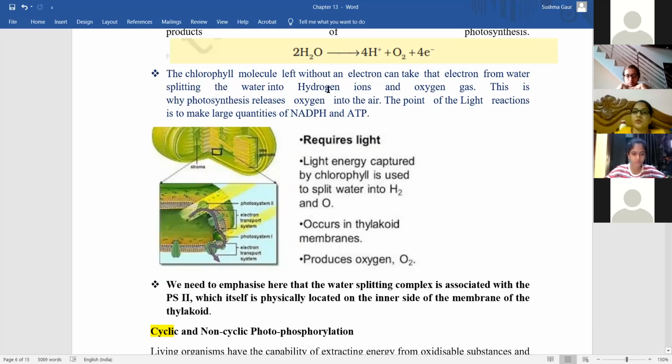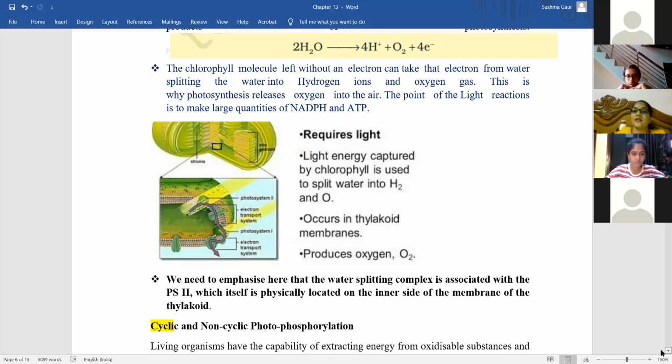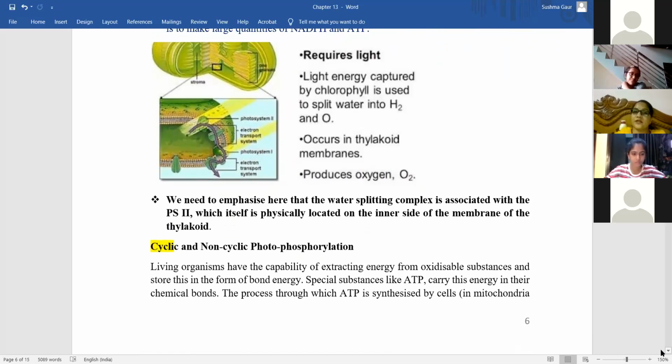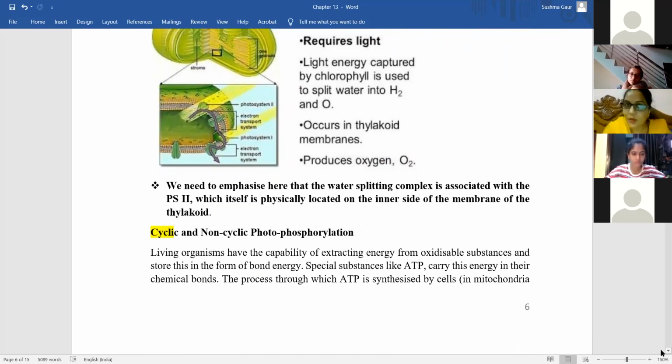Okay, so as a result of which the oxygen is released into the air as a byproduct of photosynthesis. So the end point of light reaction, or the main aim of light reaction, is to make a large quantity of NADPH and ATP. So what are NADPH and ATP? ATP is the energy and NADPH is the cofactor that will be required for further metabolic processes that will occur in the plant.